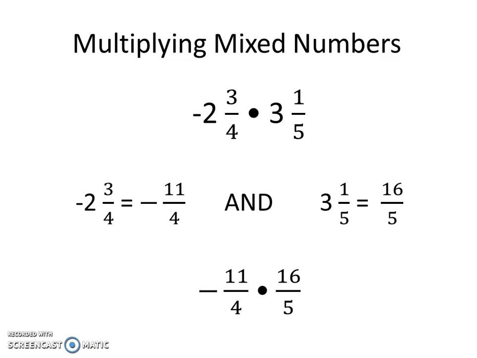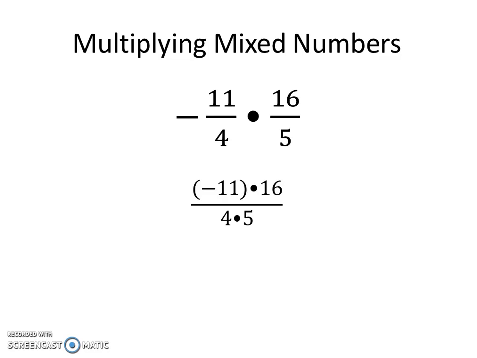Now I can just simply multiply my numerators and my denominators. When I do negative 11 times 16, remember I could stick my negative with 4 as well, but I'm going to keep it with my numerator. And then I'm going to do 4 times 5 on my denominator. Negative 11 times 16 is negative 176. 4 times 5 is 20.